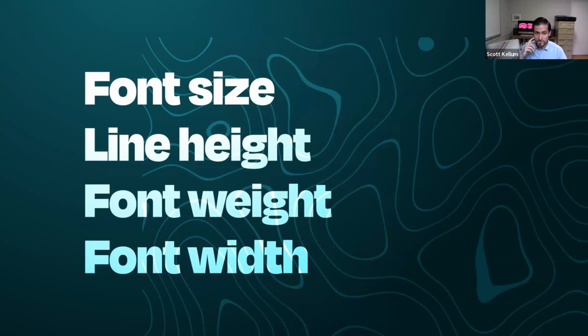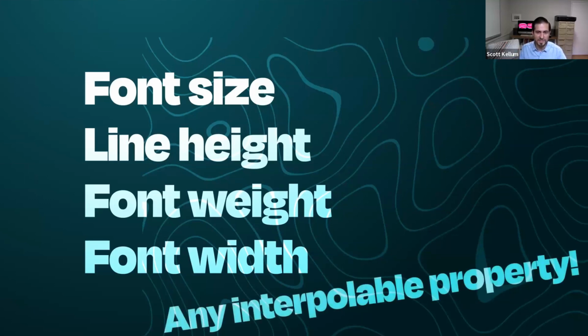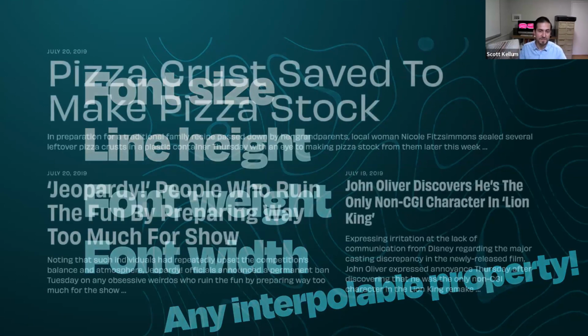So we've talked a little bit about font size. All of these demos interpolate these properties: font size, line height, font weight, and font width. Font weight and font width is something that you can do with this approach, but you cannot do with clamp. So let's talk a little bit more about that later. But we can also interpolate any interpolable property. So that is super exciting. So like color, all that kind of stuff.